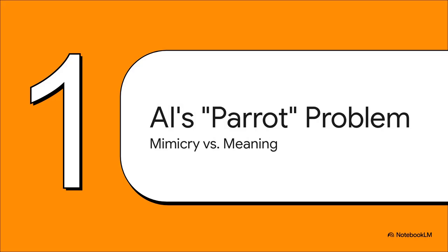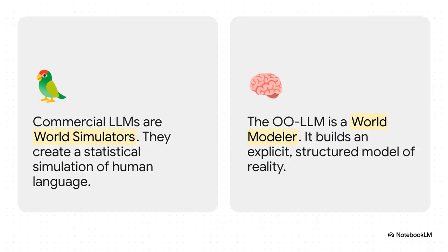You see, the big issue with a lot of today's most powerful models is what some people are calling the parrot problem. They can repeat our language back to us beautifully, flawlessly even, but they don't get the meaning behind the words. And that leads to some pretty serious, fundamental limitations. And this, right here, this is the core of it.